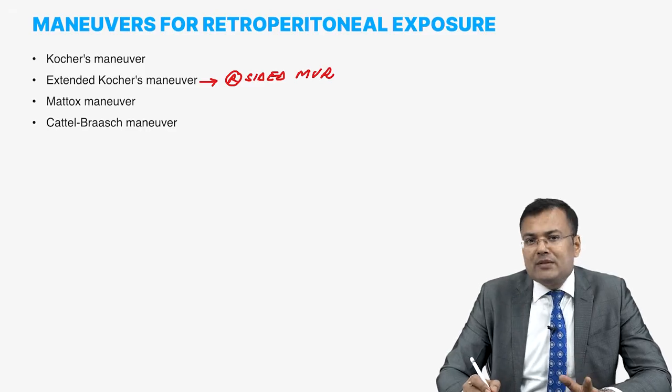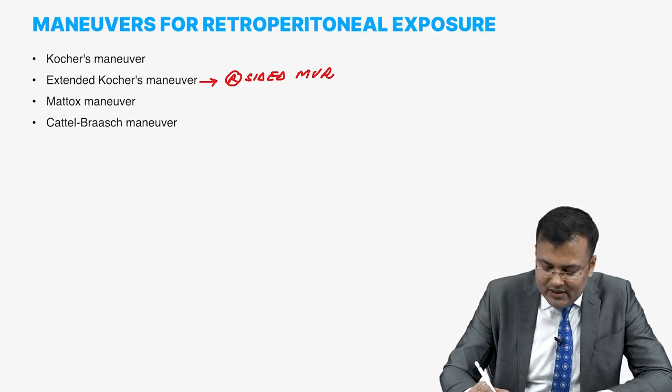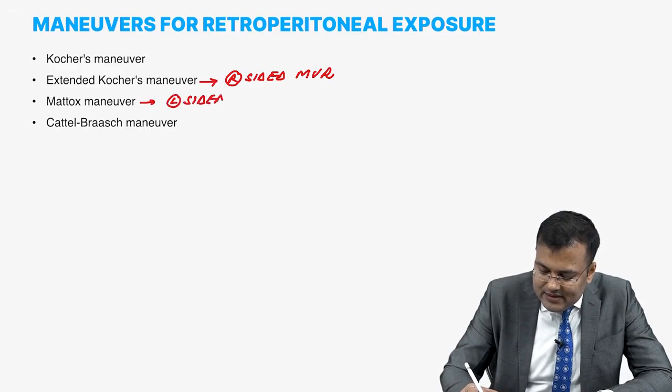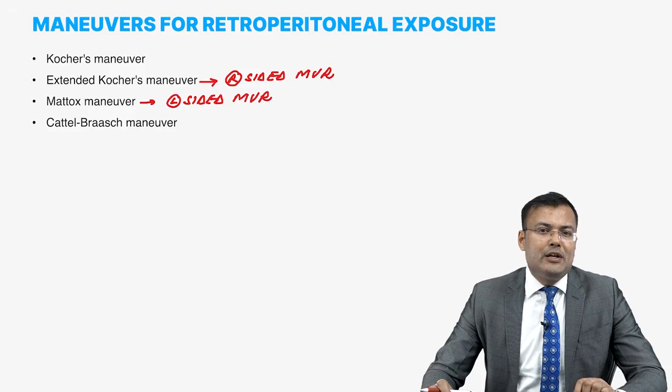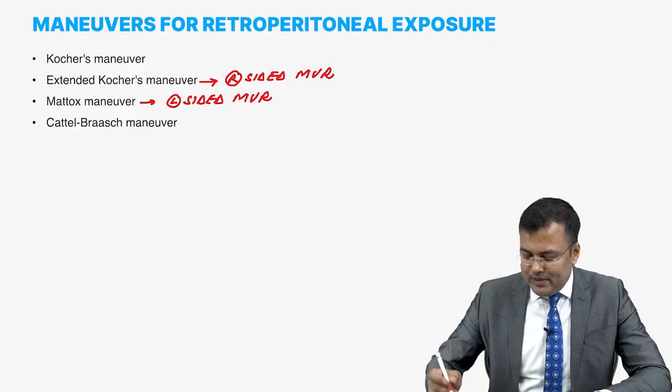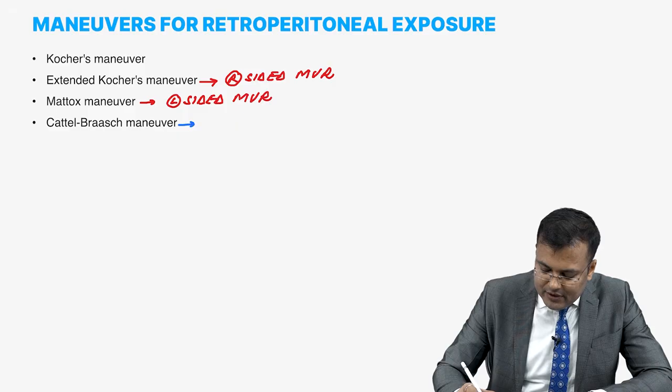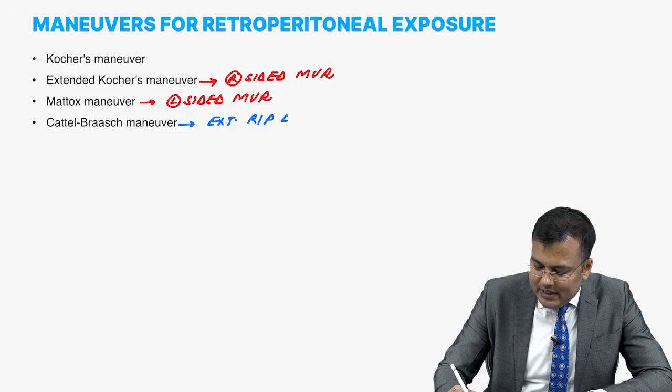Third is Mattox maneuver. It is just opposite here. What is the other name? It is left-sided medial visceral rotation. And the fourth is Kettlebranch maneuver. It is done for extensive retroperitoneal exposure. One by one we are going to discuss.